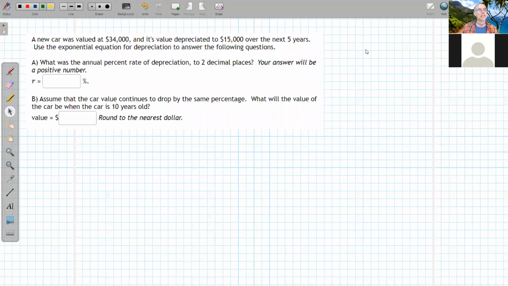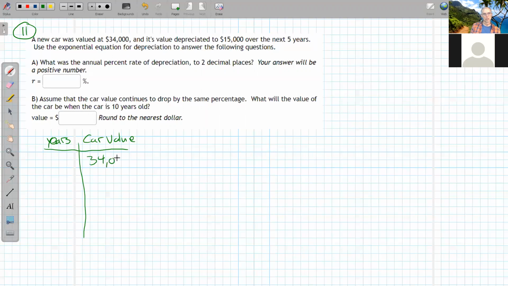So this is number 10 from lesson 4.7, and we want to figure out the rate of depreciation for a car when we know what it started at and what it ended up at 5 years later. So I'm just going to start off by summarizing in a table. I have years versus car value, and we have this initial value of a $34,000 car.